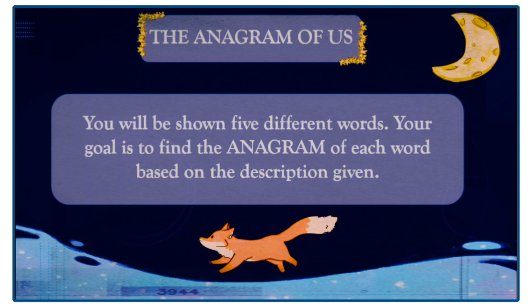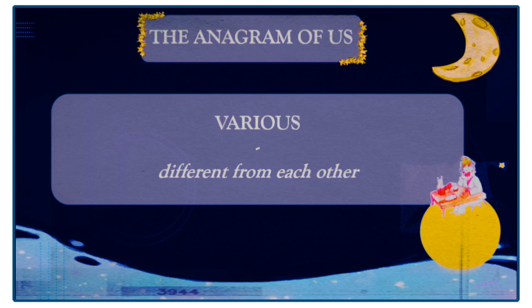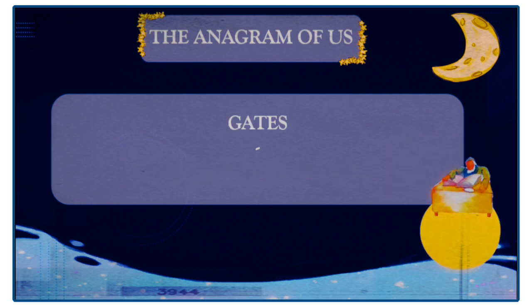So first off, let's have the word savior. What would be the anagram of savior if the word that we're looking for means different from each other? That would be various. And next, how about if we have the word file, and we're looking for something that means the period from birth to death? This would be life, right? It's so easy, right? And next, how about gates? The one that we're looking for means a particular point or period. This should be stage. That's correct.